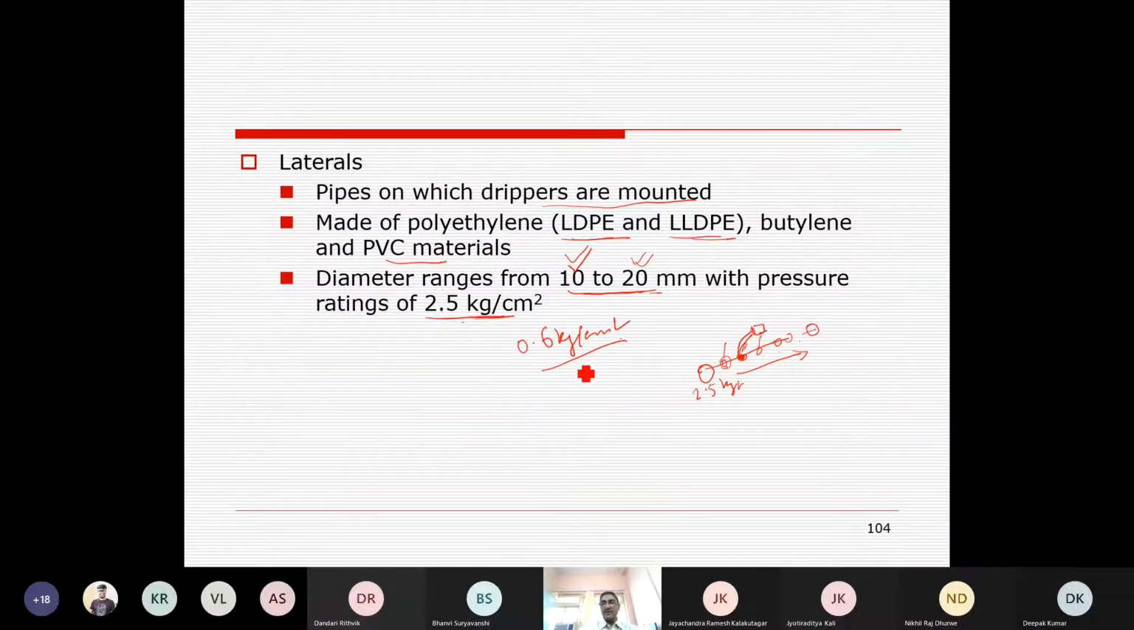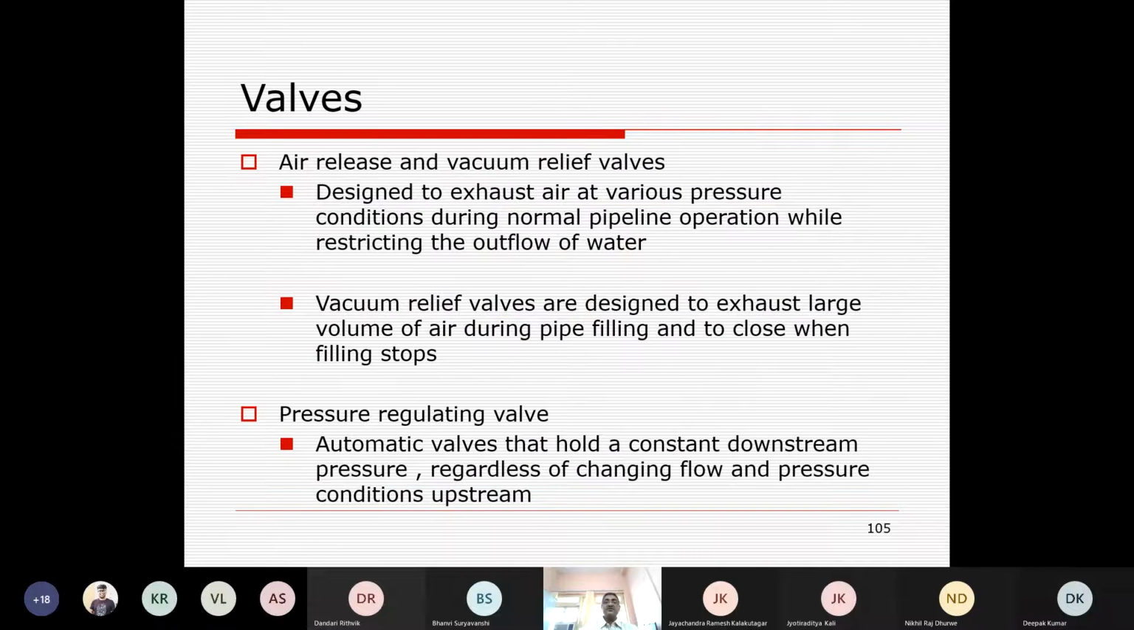So the minimum pressure head required to operate drippers is 0.6 kg per centimeter square, and these are operating at near about 2.5 kg per centimeter square, so that the pressure is not reduced below the minimum required condition at the last point, where the dripper is irrigating the plant. Now, after the main pipeline, the sub-main line, laterals are arranged.